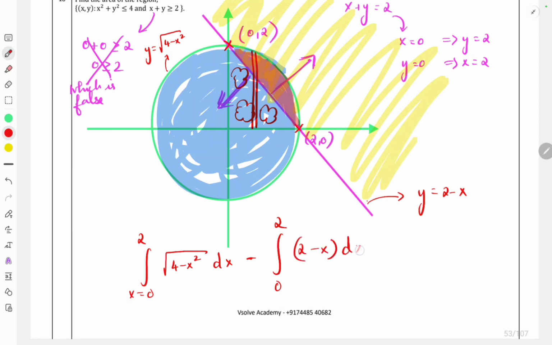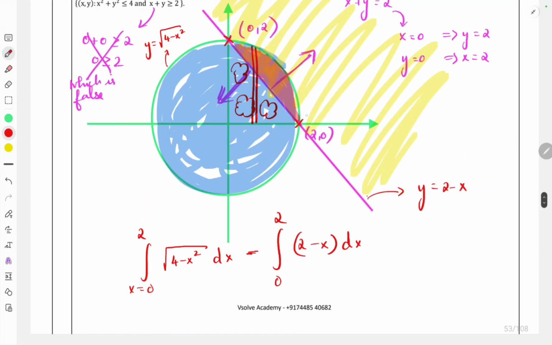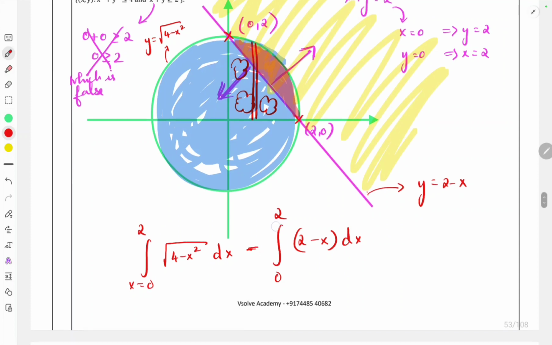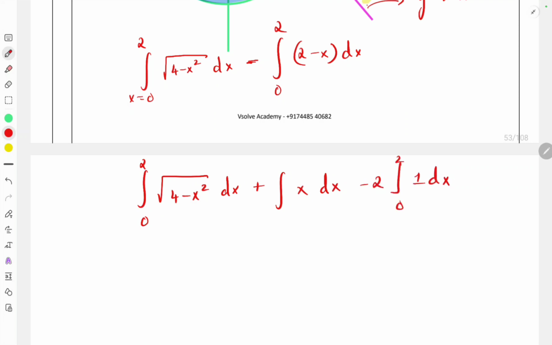dx. So if I multiply this minus 1 inside, I can write it like this. So after multiplying, it will be integration 0 to 2 root of 4 minus x square dx, and after multiplying this minus inside, it will be plus x dx minus 2 integration of 0 to 2 1 dx. So here also it is 0 to 2.